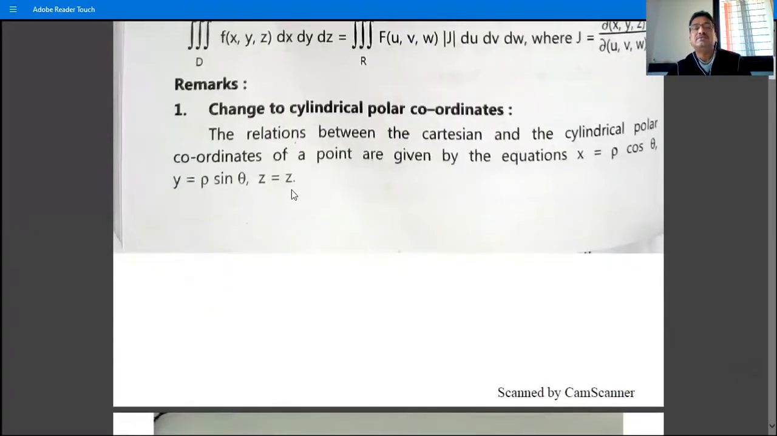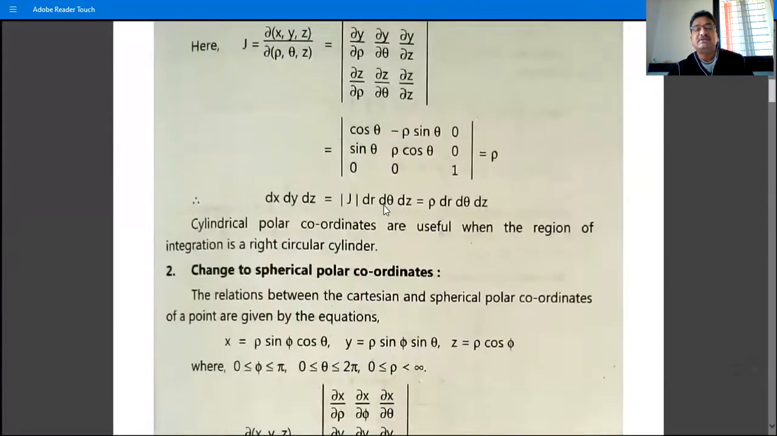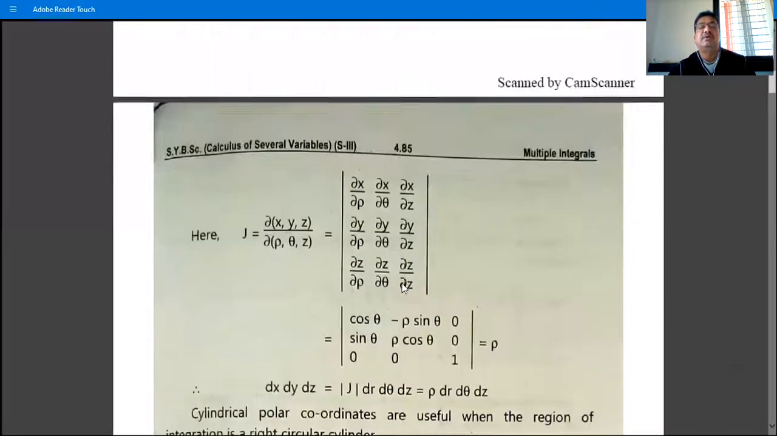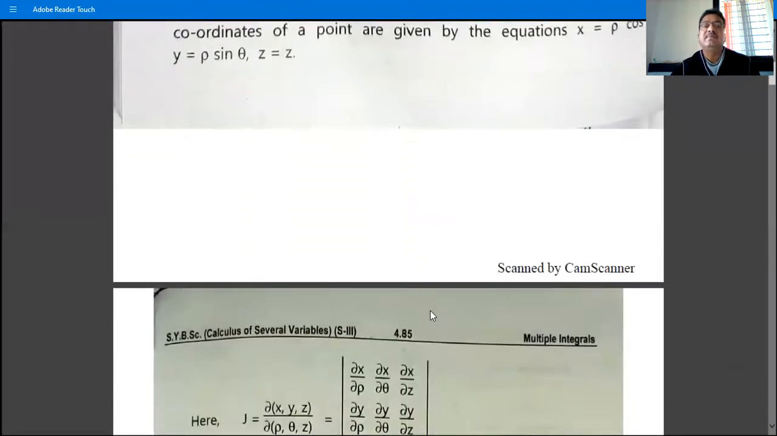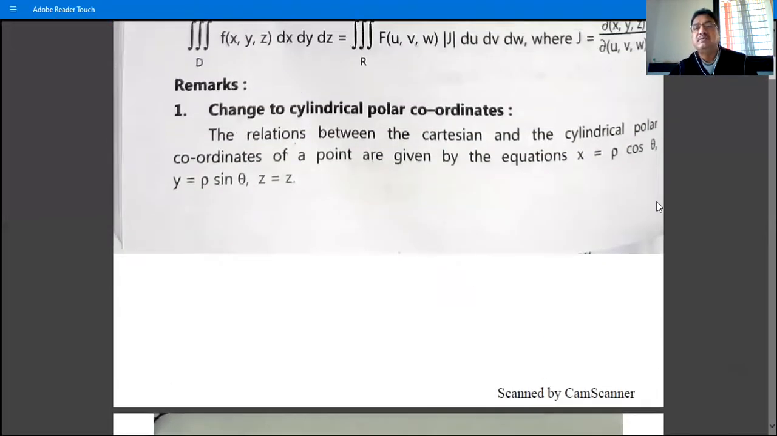Then there are two types: first is the change to cylindrical polar coordinates, and the second is the change to spherical polar coordinates. So there are two types in triple integration. What are the cylindrical polar coordinates? x is equal to rho cos theta, y is equal to rho sin theta, z is equal to z, or x is equal to r cos theta, y is r sin theta, and z is equal to z. Rho or r notation, these are called cylindrical polar coordinates.